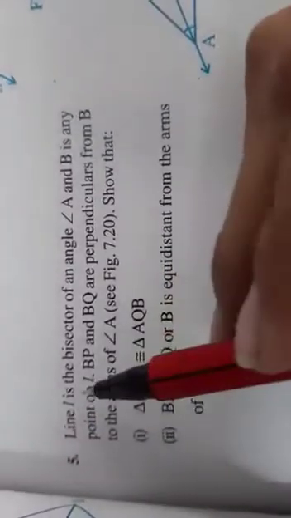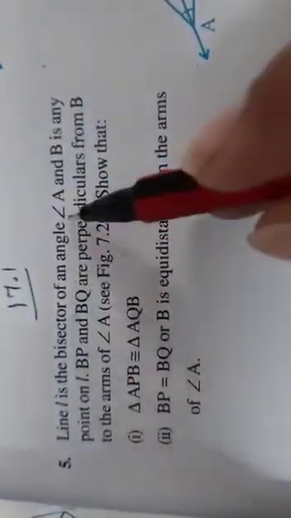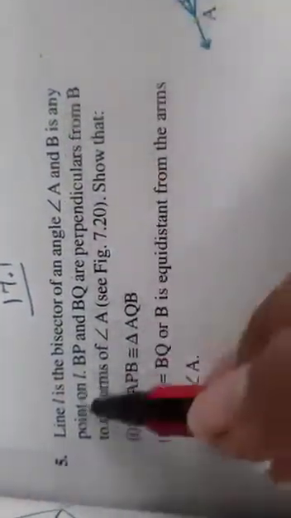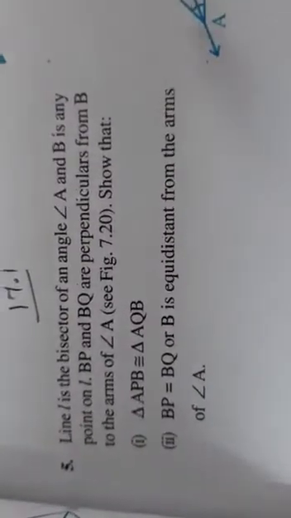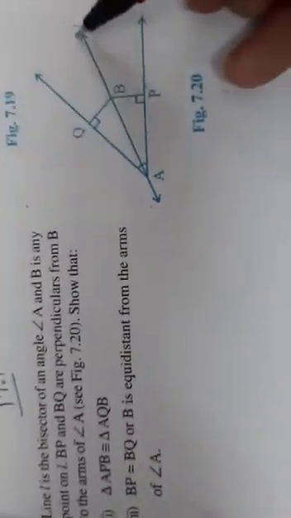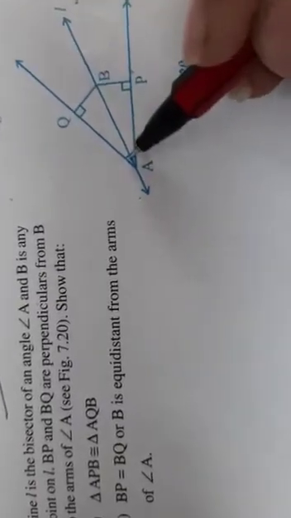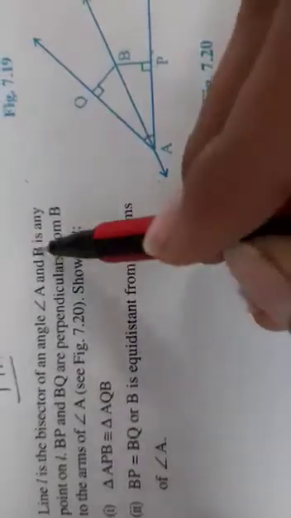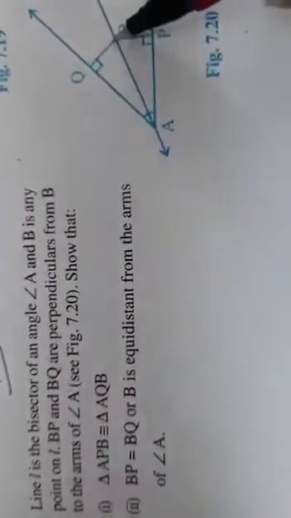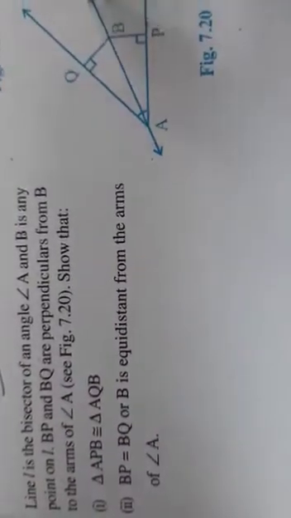See next question of 17.1. Line L is the bisector of an angle A and B is any point on L. Line L is the bisector of angle A, means this line L divides angle A into two equal parts. B is any point on L. See, this B is a point on this line L.